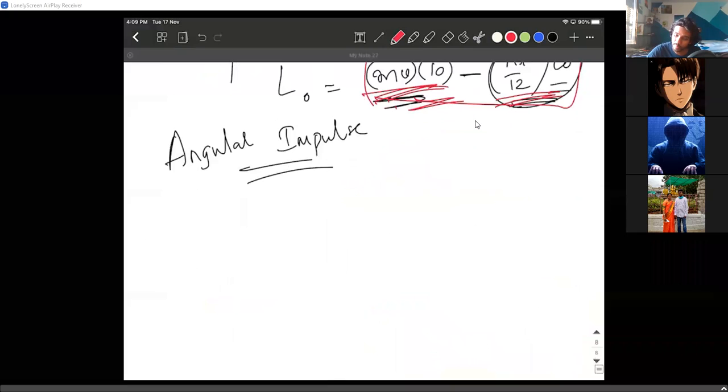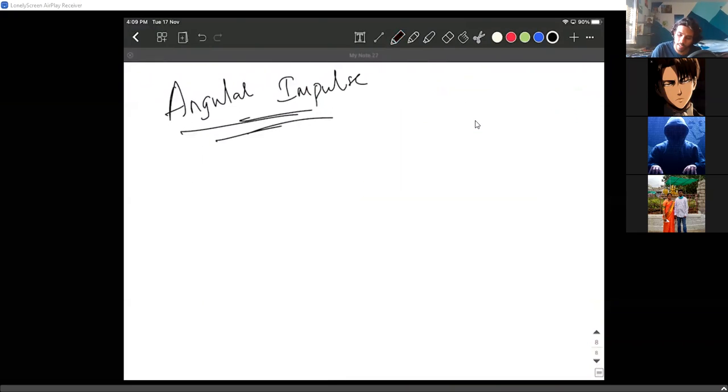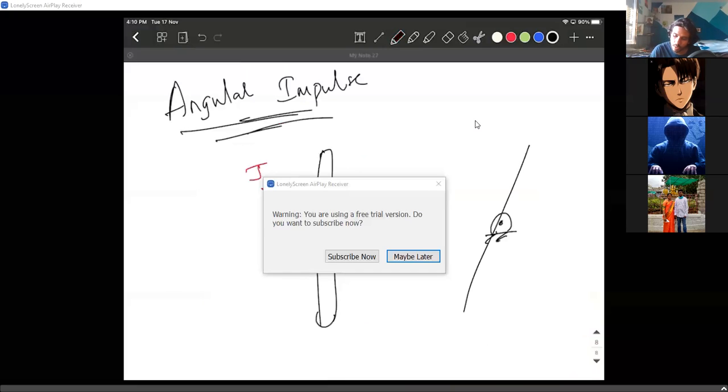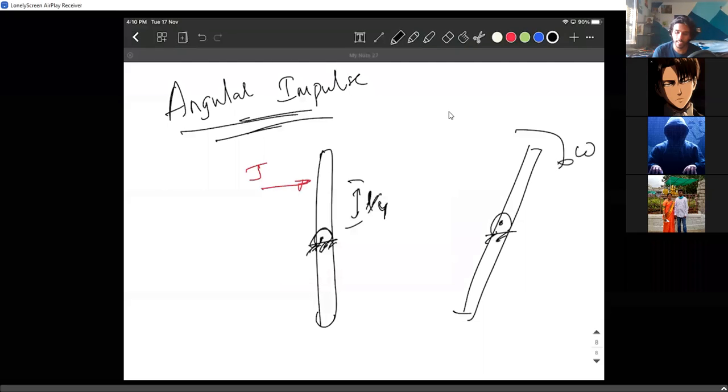I was going to discuss something else, the angular impulse. Like I mentioned, let us say you have a rod which is hinged here. Let me just give you a problem. I've given an impulse J at a distance L by 4. Once I give the impulse, the rod starts to rotate. Neglect gravity and all. Can somebody tell me what is the angular velocity? If I give an impulse J, what will be the angular velocity?